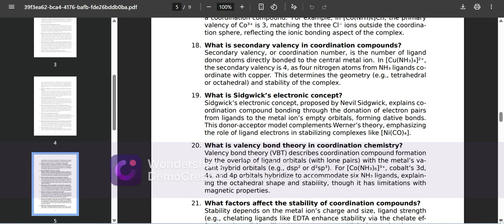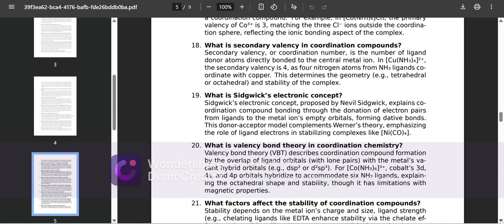What is a secondary valency in coordination compounds? Secondary valency, or coordination number, is the number of ligand donor atoms directly bonded to the central metal ion. In Cu(NH3)4 2+, the secondary valency is 4, as 4 nitrogen atoms from NH3 ligands coordinate with copper. This determines the geometry, for example tetrahedral or octahedral, and stability of the complex.